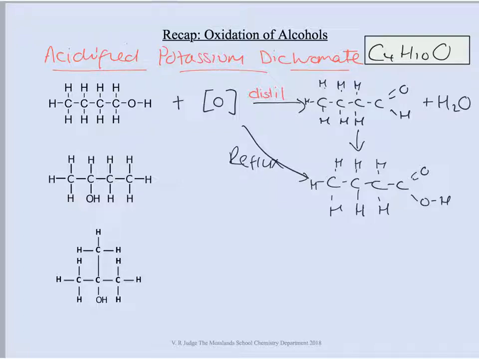So your routes through this are either to distill it if you want to get the aldehyde, or to reflux it if you want to get the carboxylic acid. And you should know from your alcohol topic how you would set up the equipment to distill, and how you'd set up the same equipment to reflux. So you'd shift the condenser from being horizontal for distillation to upright for reflux.